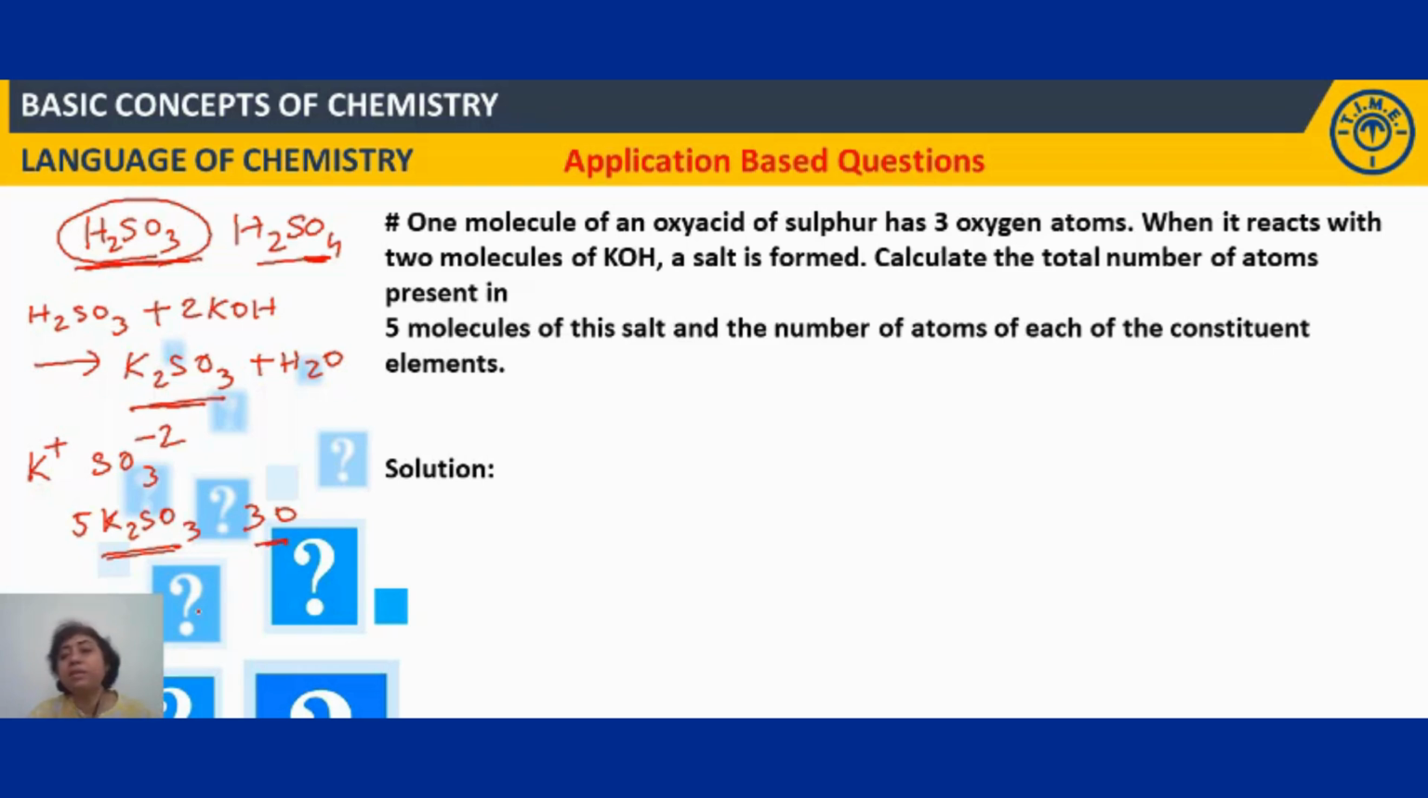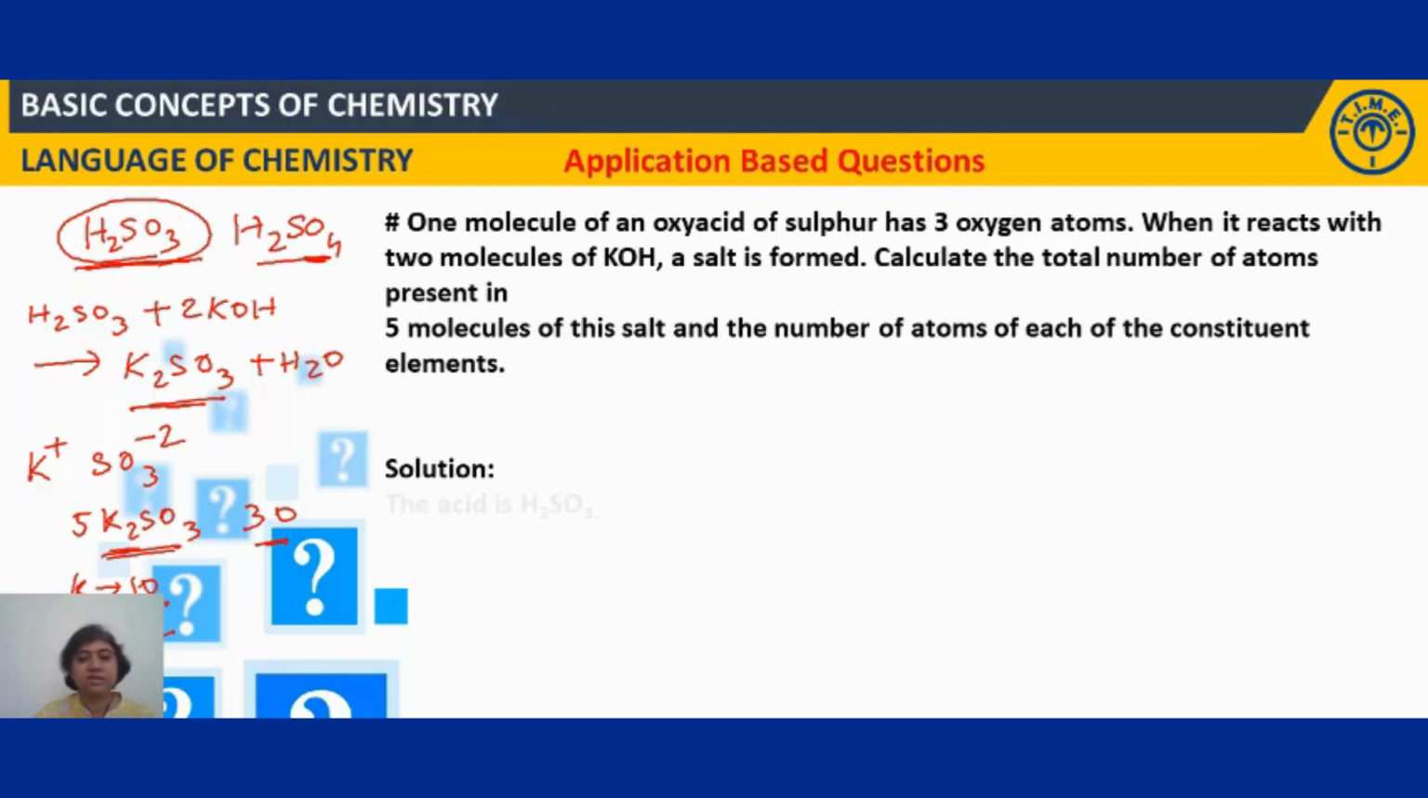Fine. And the number of atoms of each constituent element. Potassium, 5 twos are 10, so potassium is 10. Sulfur, in one molecule it is 1, so in 5 molecules it is 5. Oxygen, 1 molecule 3, so 5 molecules 15. Done? So we are done with the problem.